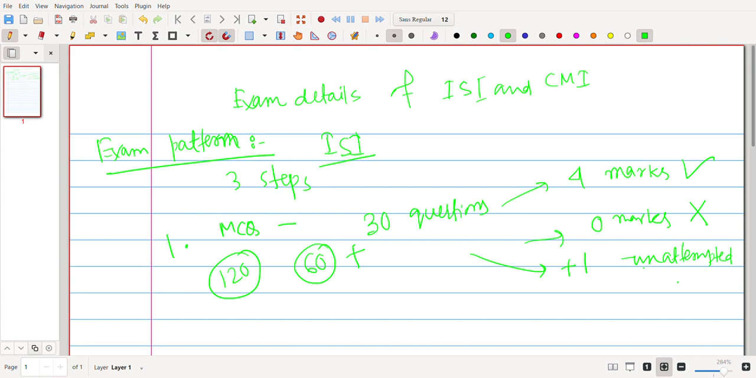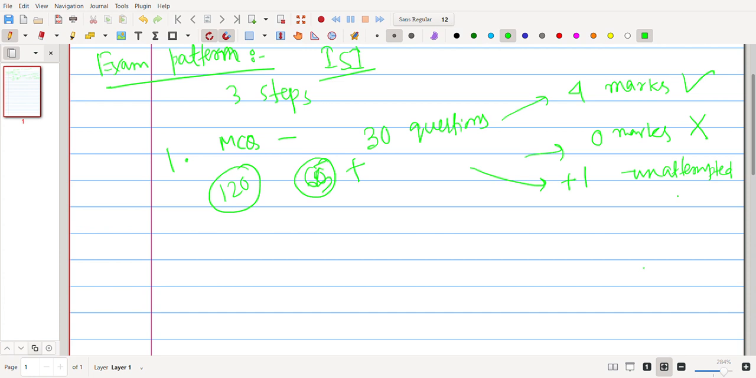So it is better to get 60, or to be sure, get 65. That is enough to qualify the first MCQ round. In the MCQ, there will be 30 questions, 4 marks for each correct answer, 0 marks for each wrong answer, and plus 1 for unattempted. That is the one thing.